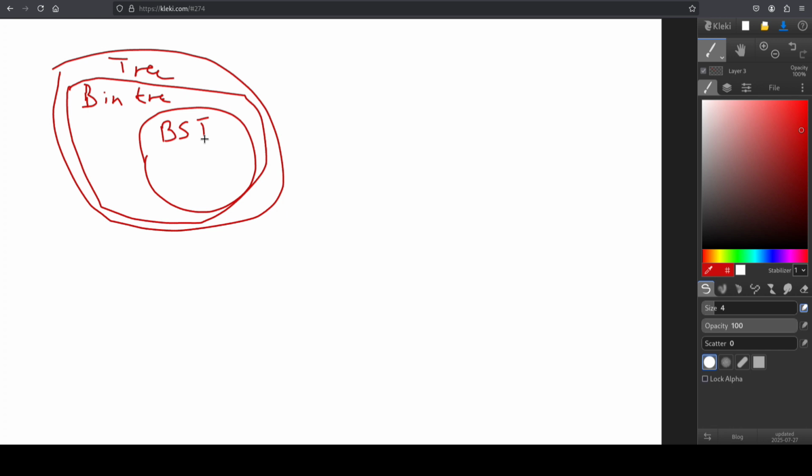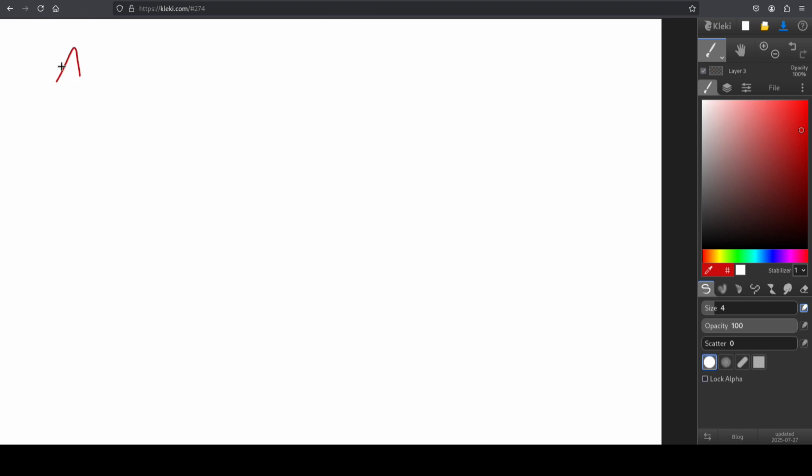A BST is that if you have a node, on the left of that is going to be a smaller number, numbers that are less than the root, and on the right is going to be numbers that are greater than the root. So that's what the BST is. AVL is a subset of BST. So all AVL trees are BST, but not all BST are AVL. Think about that if you don't understand.